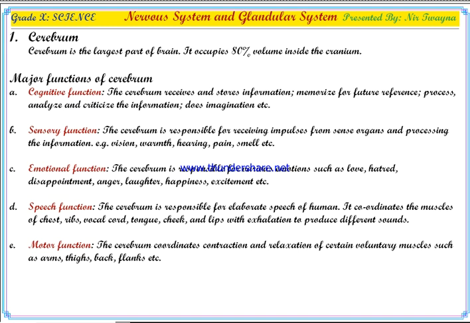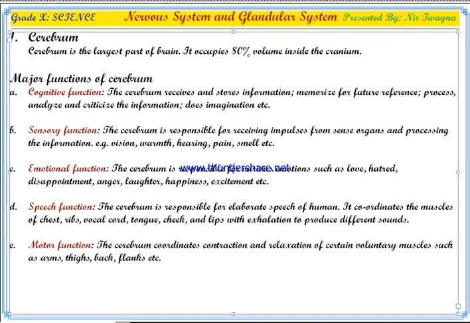Sensory means to get sensation. Like you get vision through your eyes, you get sound or hearing through your ears, you get smell through your nose, you get taste through your tongue, and you get the feeling of touch, or the feeling of hotness or coldness, or the feeling of pain through your skin. All these feelings, all these sensations are actually received by the cerebrum. If your cerebrum is not functioning, then you cannot get any of these senses.